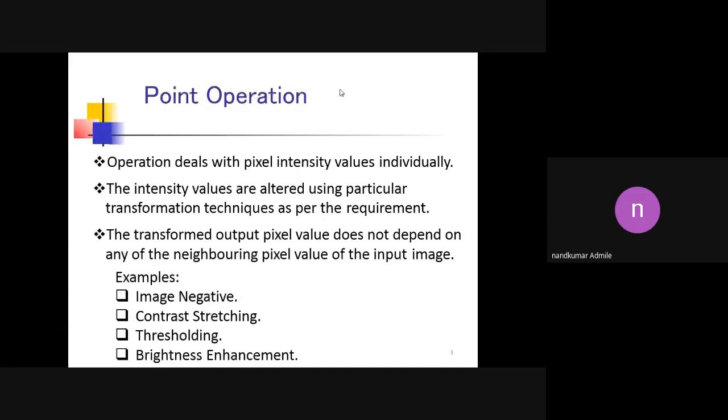You studied 7 to 8 types. Can anyone tell me the names of the types? Out of that, 4 are visible on your screen: image negative, contrast stretching, thresholding, and brightness enhancement. Along with this, we also studied 3 more types.